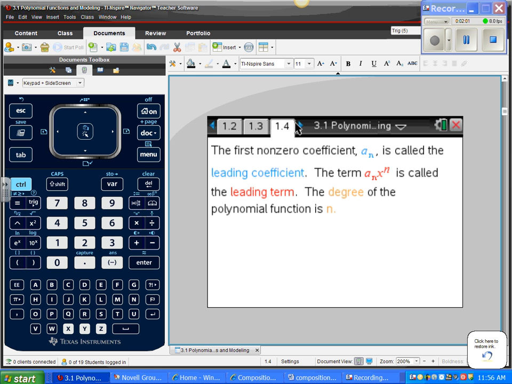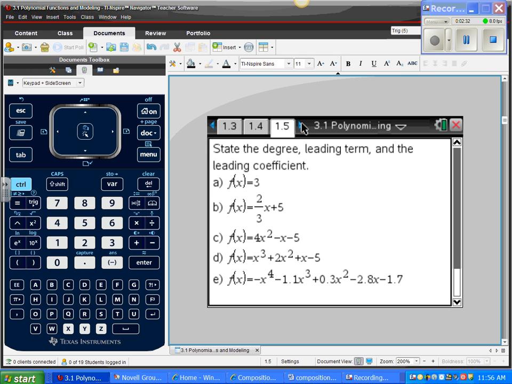All right, so the first non-zero coefficient, a sub n, is what we call the leading coefficient. So that's the one that sits out front, and it is attached to the variable that has the highest exponent. The term a sub n times x to the nth is called your leading term. And the degree of the polynomial function is n, okay? So leading coefficient is on the leading term, which includes the degree of the polynomial, which is your largest exponent. Okay, so we're going to state the degree, the leading term, and the leading coefficient.